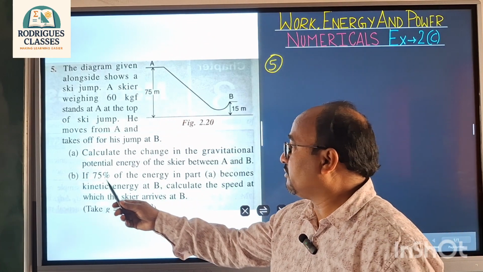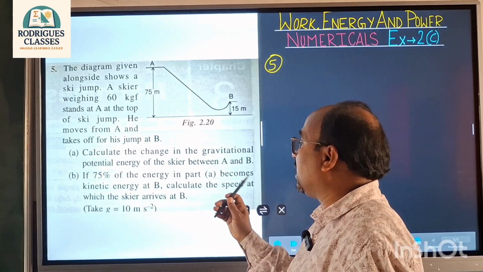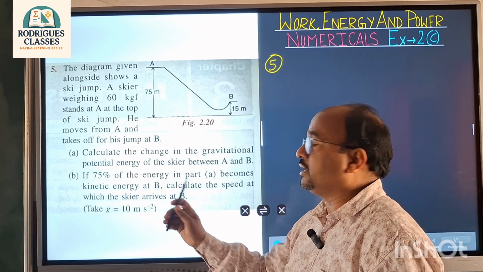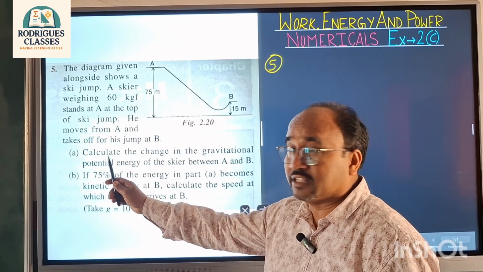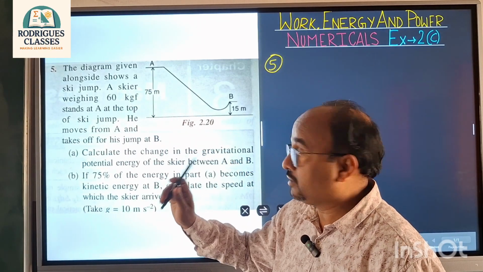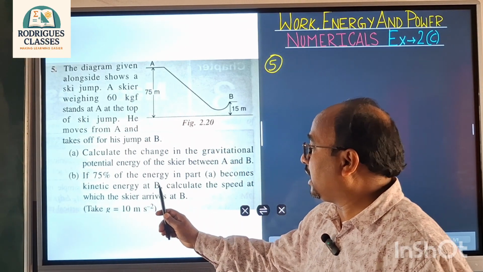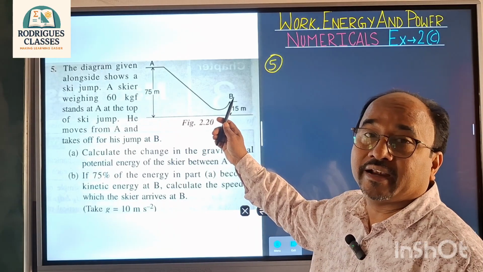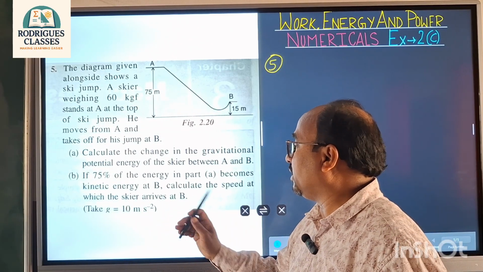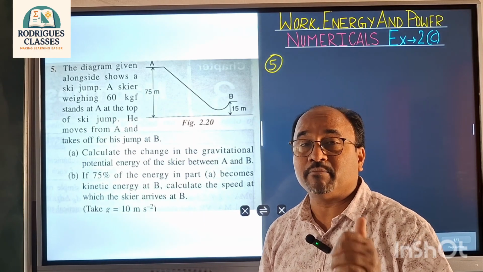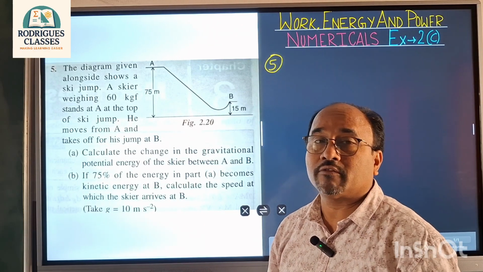And then it says if 75% of the energy in part A becomes kinetic energy at B. Whatever is the potential energy in this part A, not this point A, 75% of that will be converted to kinetic energy at B, and we need to calculate the speed of the skier when he arrives at B. So let us see what we will be doing.